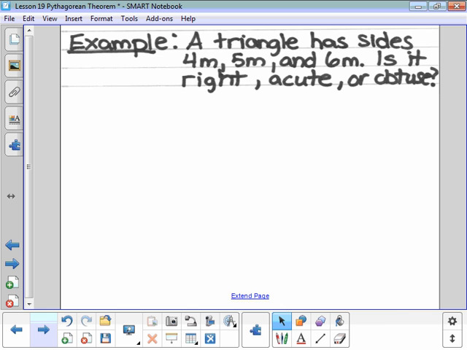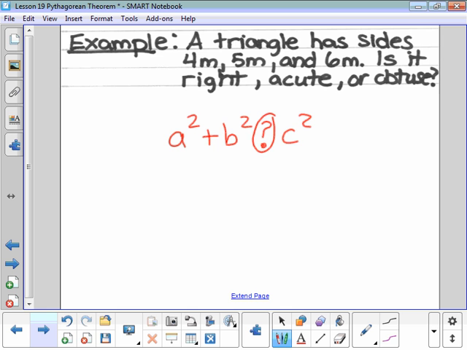So we're going to start with the Pythagorean theorem. I don't know if the sides are going to be equal, less than, or greater than, so I like to put a question mark between A squared plus B squared and C squared, because I don't know what the relationship is yet, and in fact, that's what I'm trying to figure out. C squared is always the biggest side, so I need to find the biggest side, which in this case is 6, and I plug it in for C.